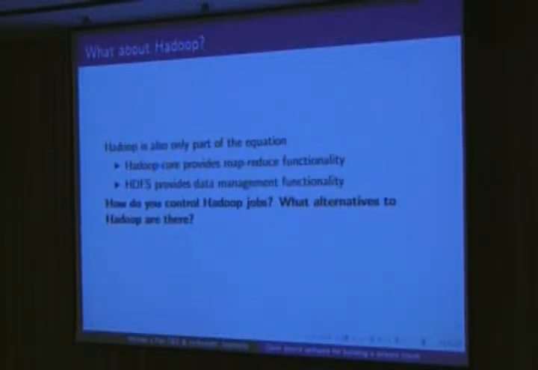So what about Hadoop? I added the slide because in Taiwan, when you talk about cloud computing, everyone talks about Hadoop. But again, Hadoop is really only part of the equation, right? Hadoop core provides for MapReduce, and then HDFS provides for data management. But there are other parts that are missing, such as how do you control your Hadoop jobs? And the other question is, what alternatives are there to Hadoop? Because as in our Birds of a Feather last night, I think we all agreed that Hadoop doesn't have the highest performance.